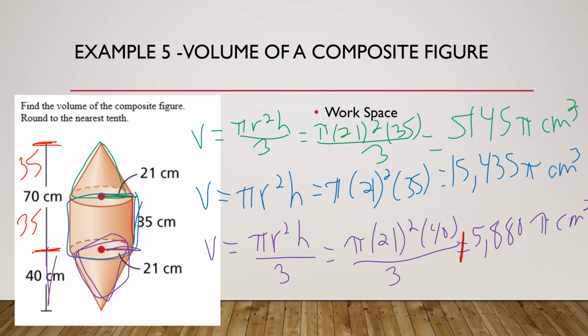So to find my total volume, I would just have to add up all of my composite volumes. And if we add them all up, we get 26,460 pi centimeters cubed.